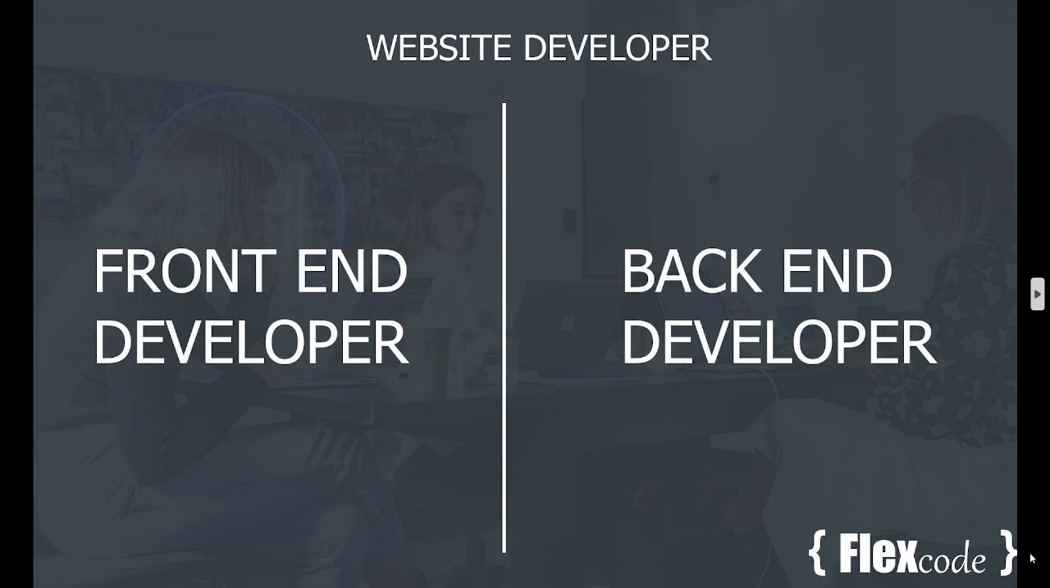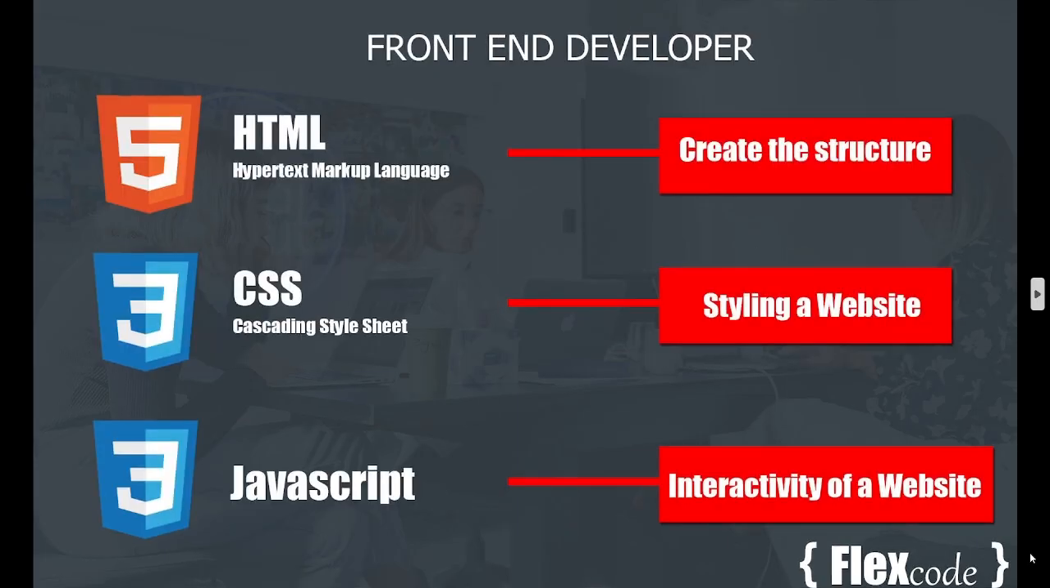So the next step that we need to take a look at is the website developer. The website developer, we have the front-end developer and we have the back-end developer. For this course, we are going to focus mainly on the front-end developer. So with regard to the front-end developer, there are some languages that you need to learn for you to become a front-end developer. And some of the languages are HTML, CSS, and JavaScript. Let's go through them one by one to get a detailed understanding of what each and every language entails.